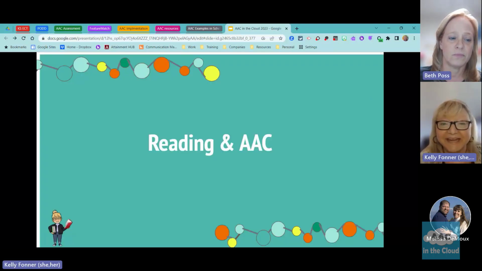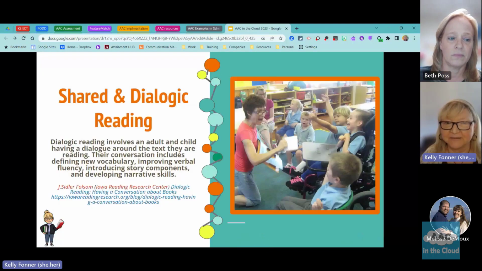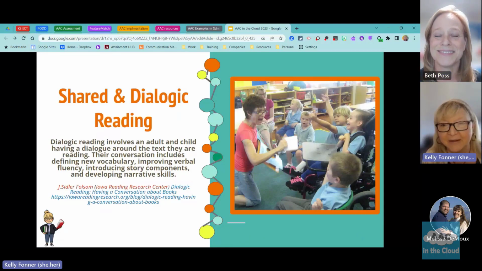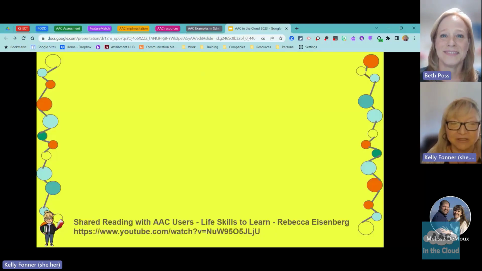So let's dig into reading and AAC. Beth introduced the idea of shared and dialogic reading and looking at how a student and the adult are involved around the dialoguing, around what we're reading, introducing vocabulary, really trying to build that fluency and those language skills. And I just love this picture. One of our colleagues and friends, Gretchen, reading to this group of students. How excited she is.